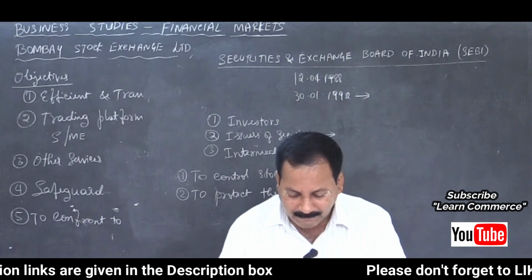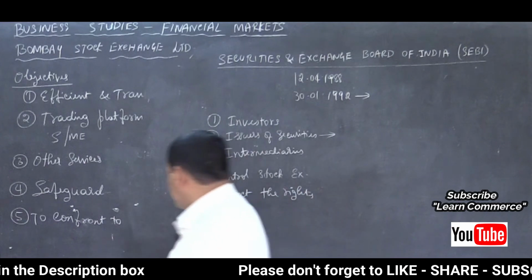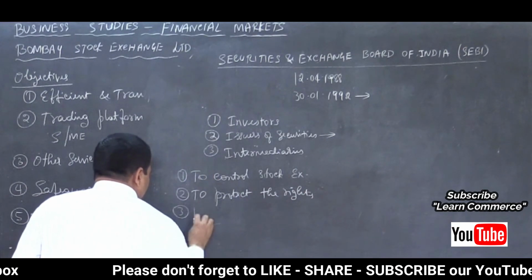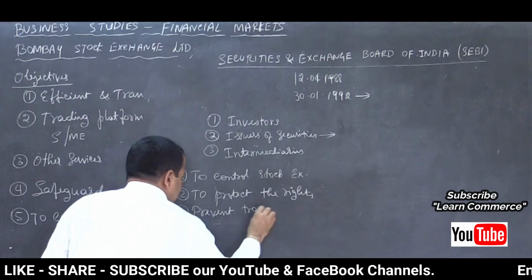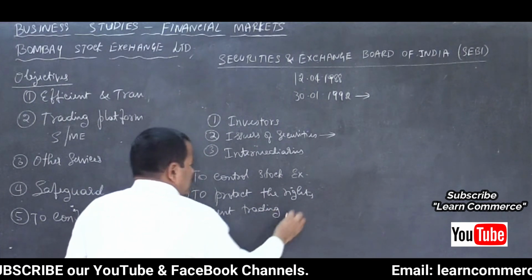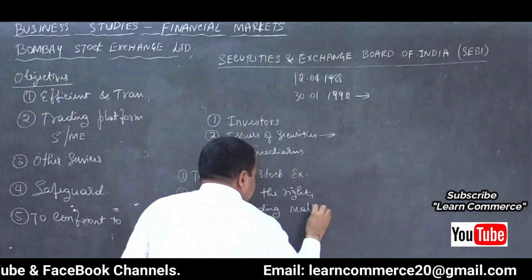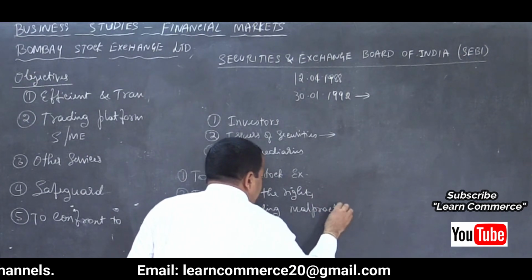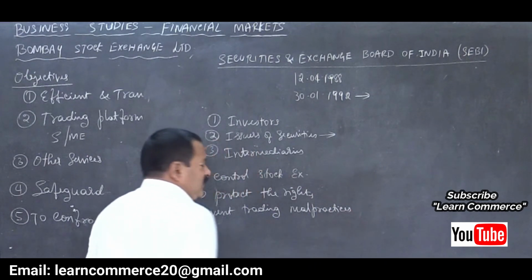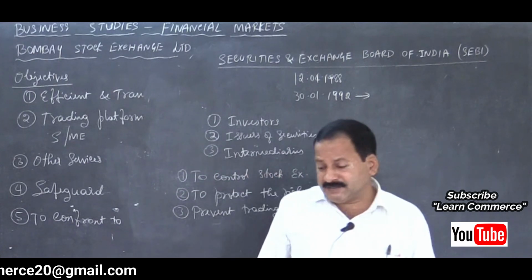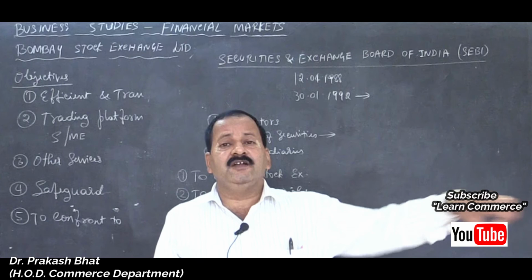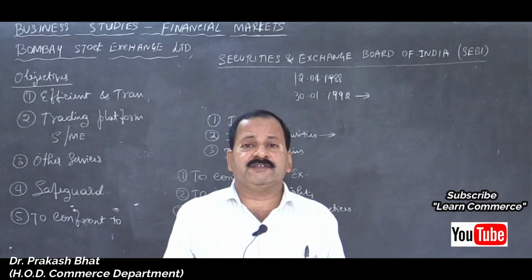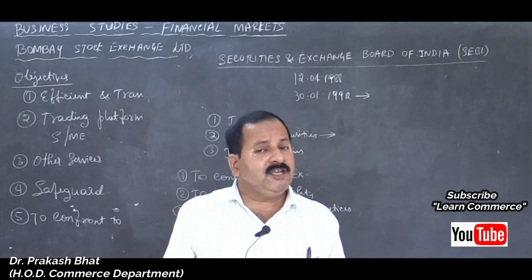Third one is to prevent trading malpractices. What do you mean by trading malpractice? Like manipulating the prices, like insider trading. The person who is working in the stock exchange, he himself is involved in dealing of securities. What happens? He can manipulate.